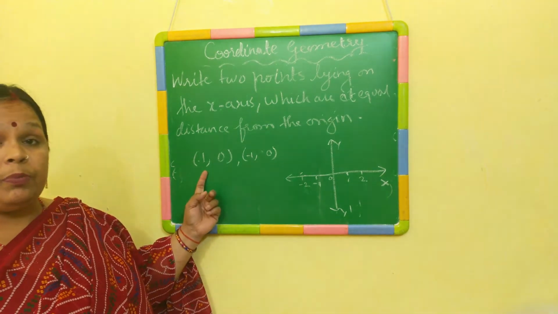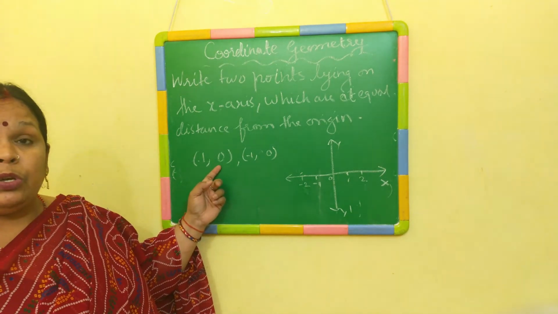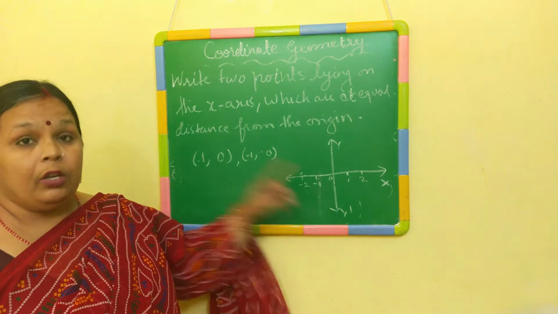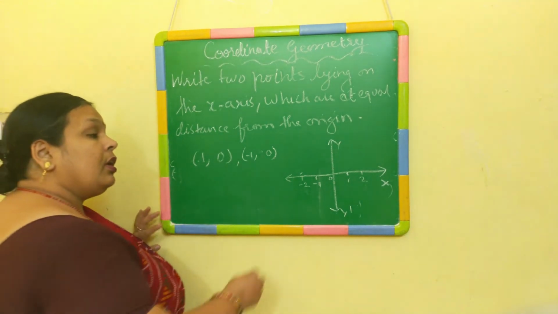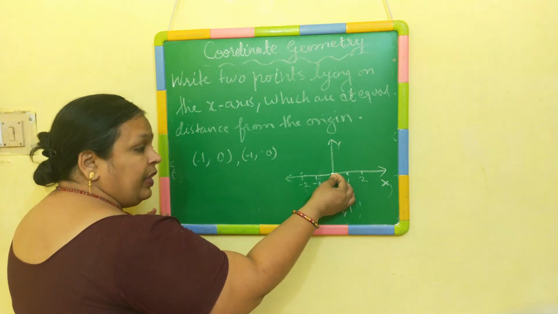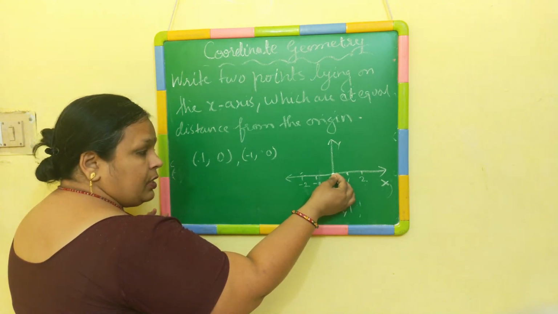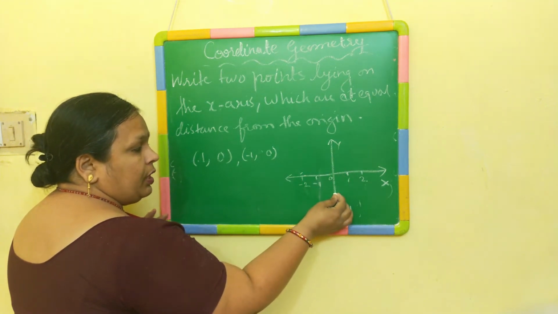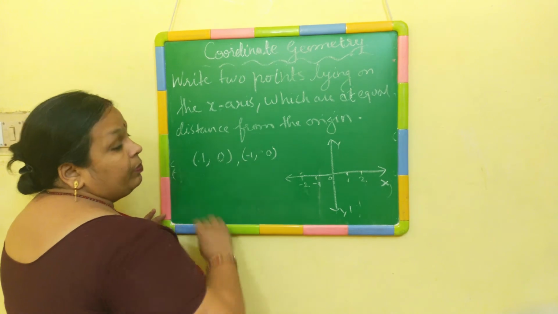Clear? Remember, x is your abscissa and y is your ordinate. Now the ordinate here, we are referring to the origin. So the point has to be on the x-axis. The point must lie on the x-axis, so the value of y will be 0. It is neither positive nor negative. So both the values are 0.